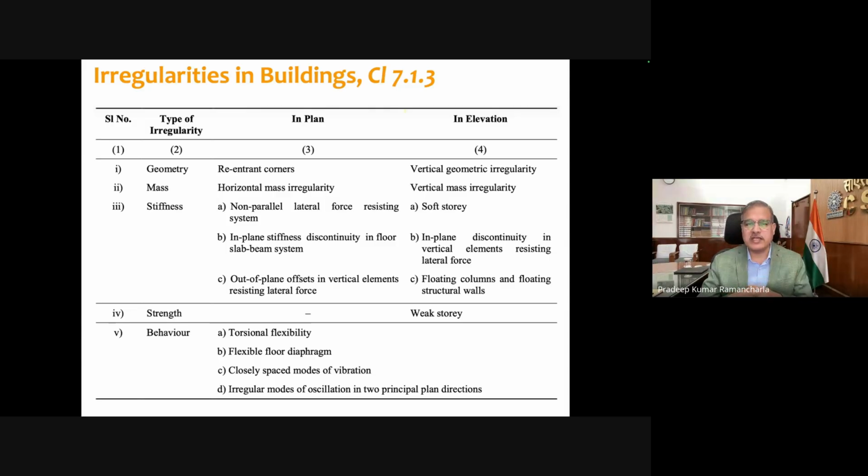When you look at this in plan, we have re-entrant corners, and mass irregularity that is there in both plan and elevation, and behavior-wise irregularity. This is the total building-wise, that means the total envelope. So torsional flexibility, flexible floor diaphragm, closely spaced modes, and irregular modes of oscillation. These are behavior-wise irregularities. Now let's go and look at them one by one.